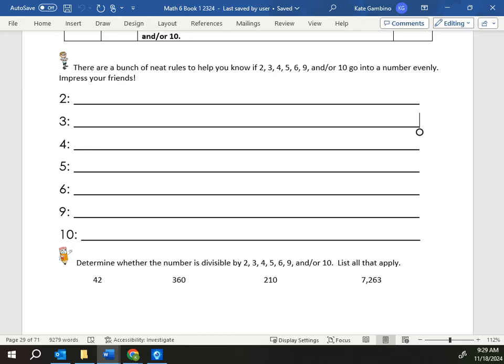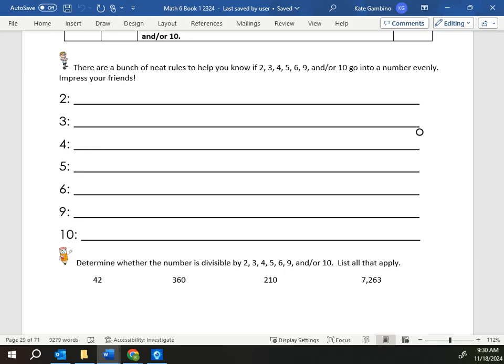How do we know if it's divisible by 6? Emma? Yeah, if it's divisible by 2 and 3, we know it's going to be divisible by 6. So you don't have to do any math to see if it's divisible by 6. You just have to look back. Was it divisible by 2? Was it divisible by 3?